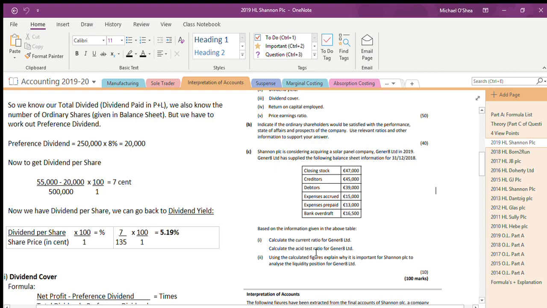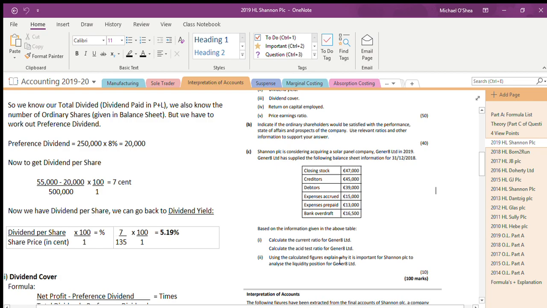A quick thing on this, just a mistake sometimes people make. Your asset test ratio is your current assets excluding closing stock. Don't add up your current assets including closing stock and then take it away. If you know what I'm saying, then ignore what I'm saying right now. But basically, it's your current assets excluding your closing stock.